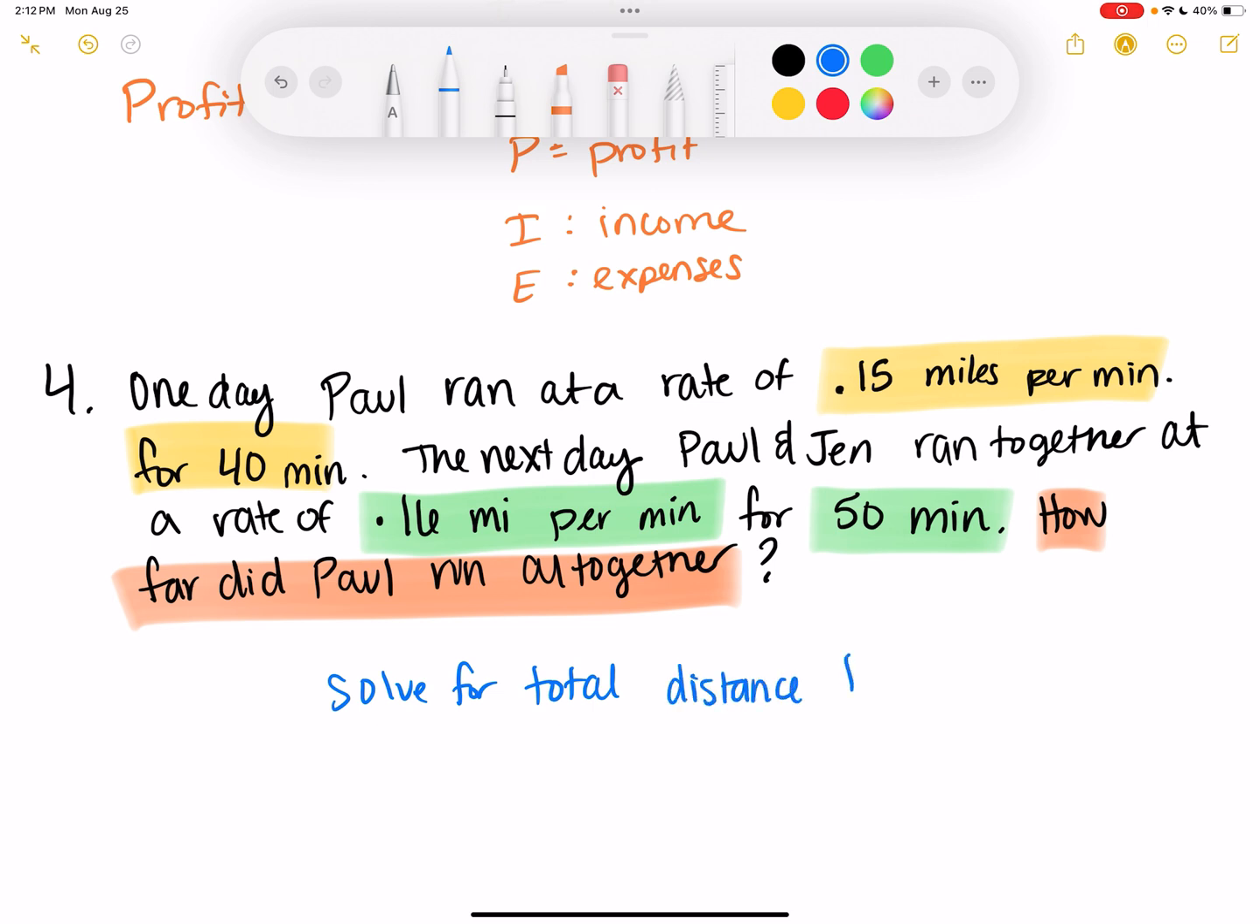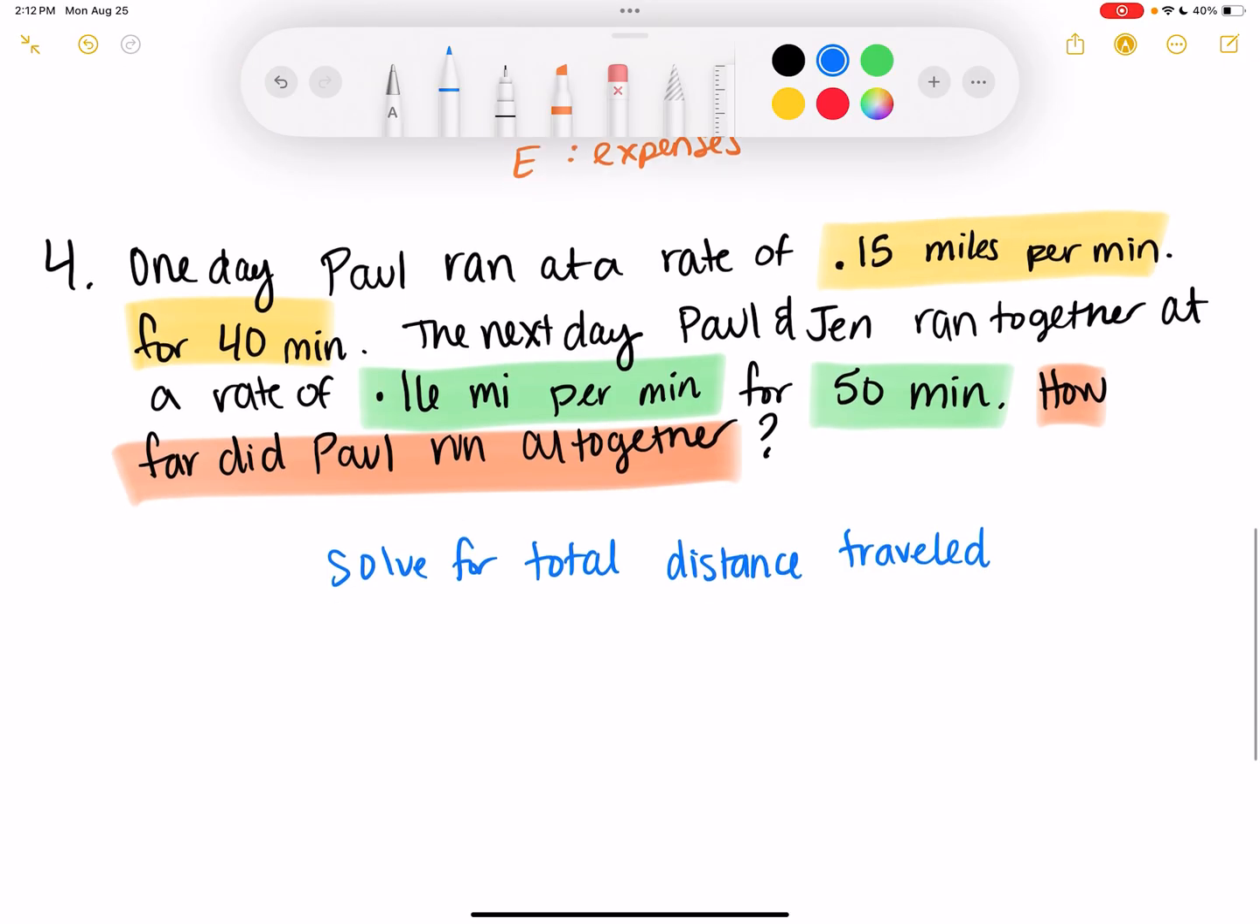We don't have to solve these ones. I mean, you can if you want to, but we don't have to. These ones just tell what we know and what we're trying to find.